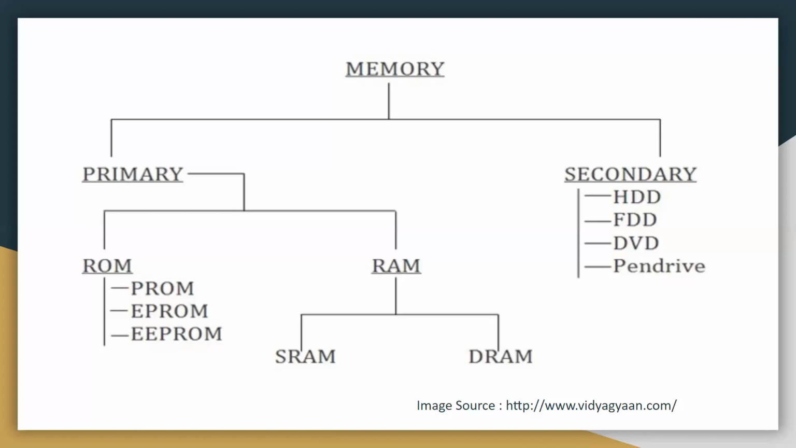Primary memory is categorized into two types. First is ROM and second is RAM. Let us start with ROM, that is read-only memory. This is memory where you can only read but you cannot write, because it is read-only memory. And this type of memory is non-volatile in nature.